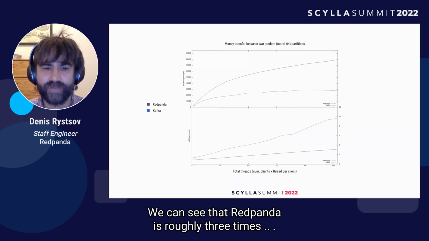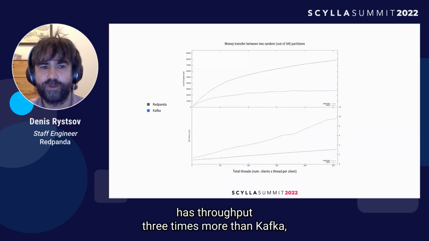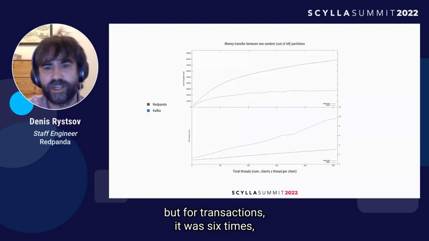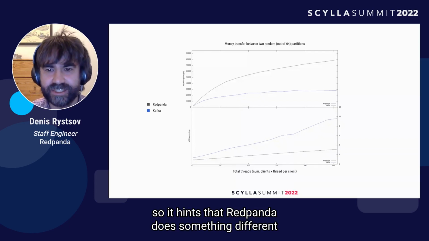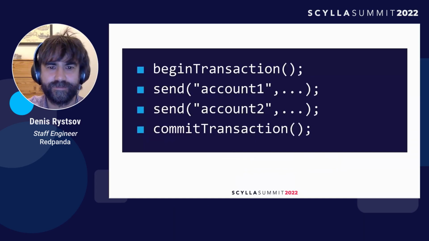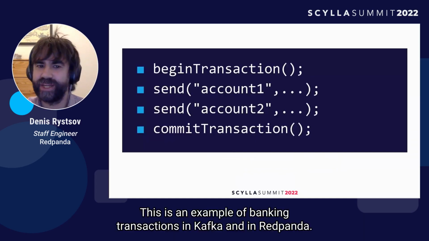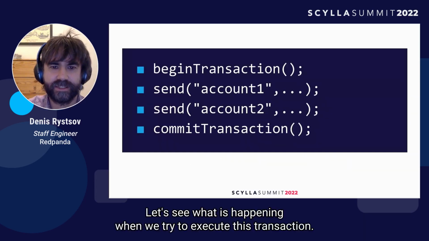We can see that Redpanda has roughly 3 times more throughput than Kafka, but for transactions it was 6 times. So it hints us that Redpanda does something different in the transaction department. Let's find out. This is an example of banking transactions in Kafka and in Redpanda.